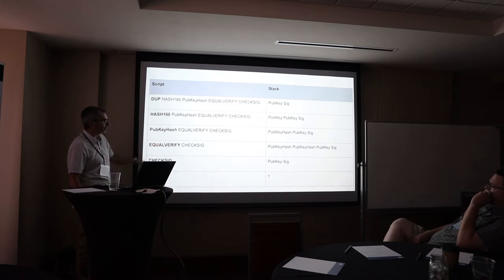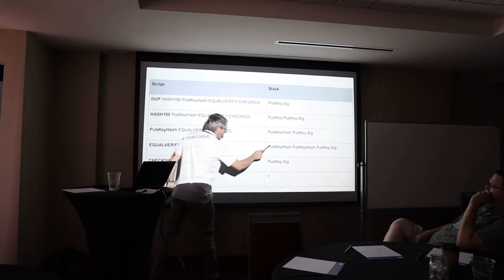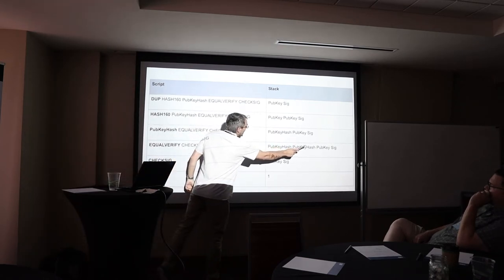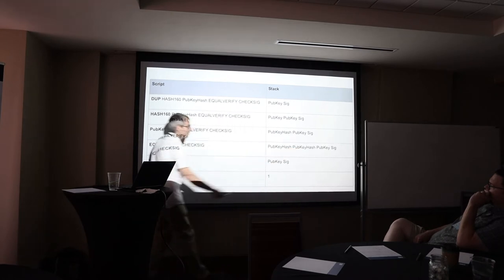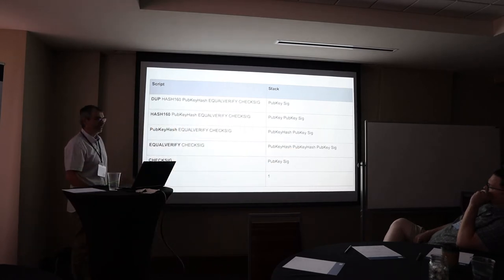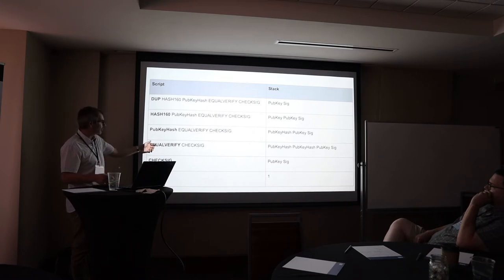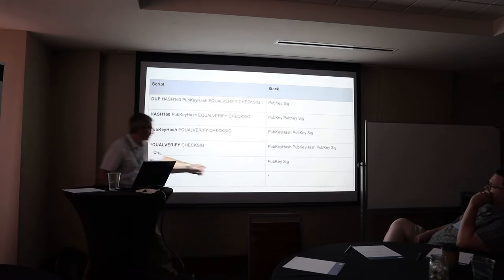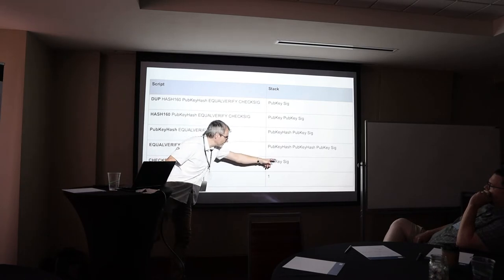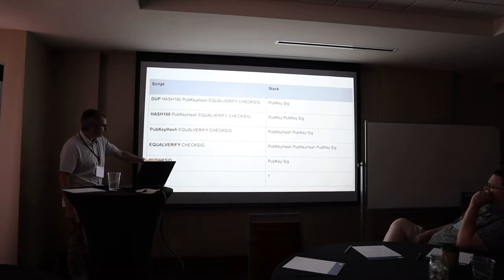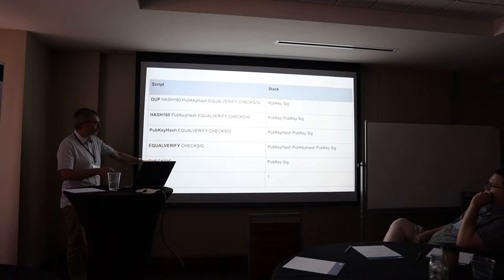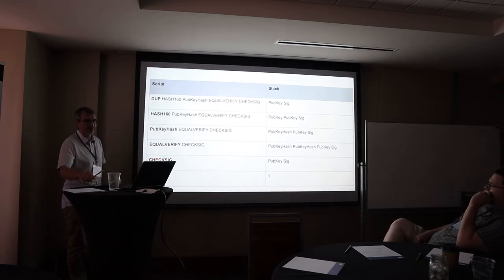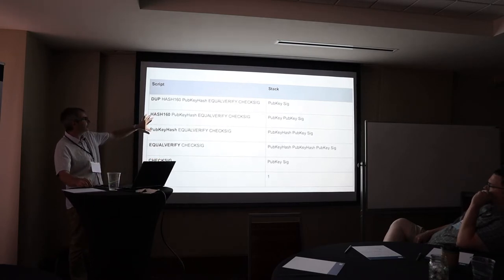Equal verify: you check that what you hashed equals what is expected in the public key script. If it's not equal, then execution stops, otherwise it continues. Then all you have left is a pub key and a signature, and you check that the sig is valid for that pub key, and if it's fine, you get 1 on the stack. So that's a basic Bitcoin script.